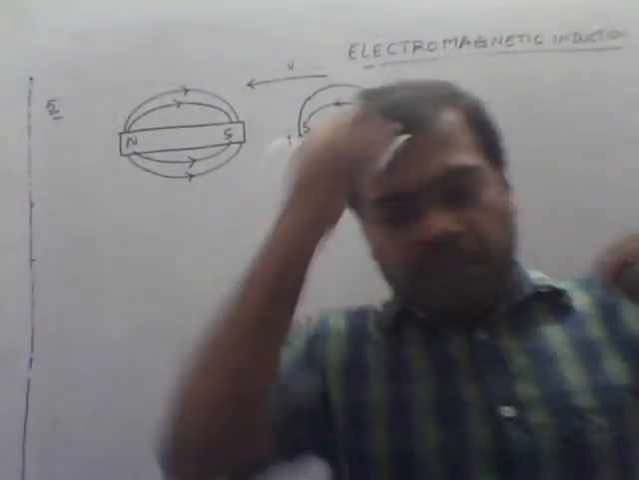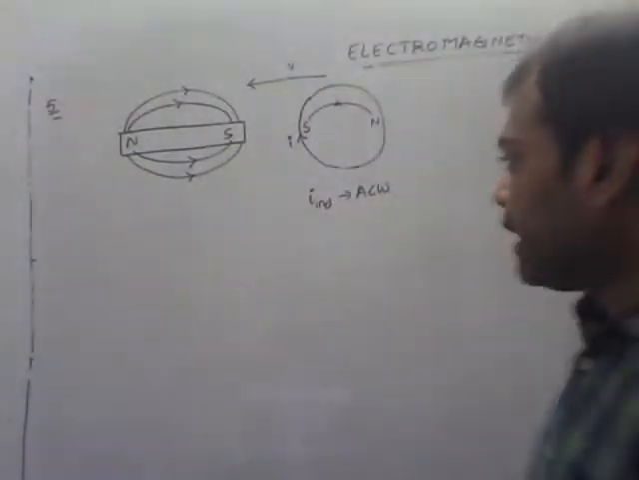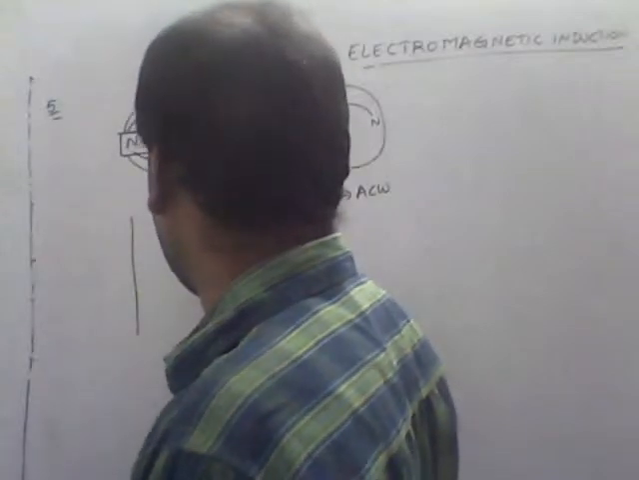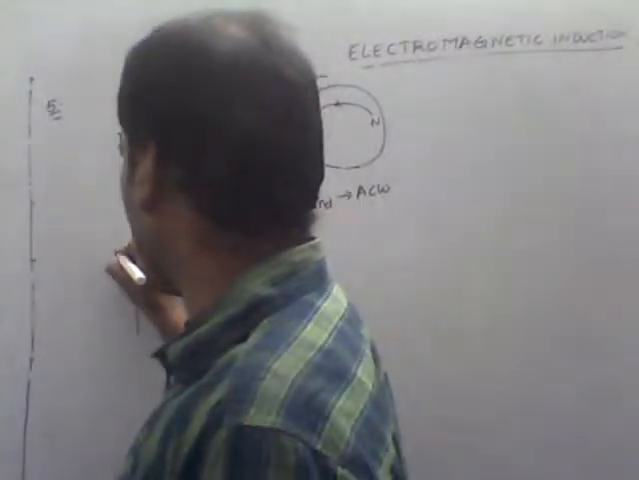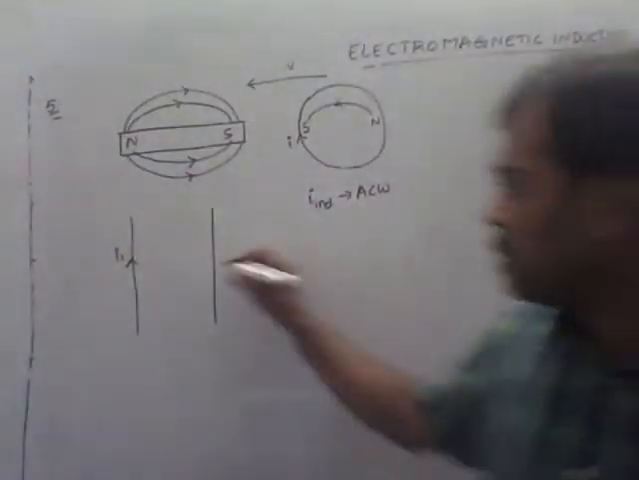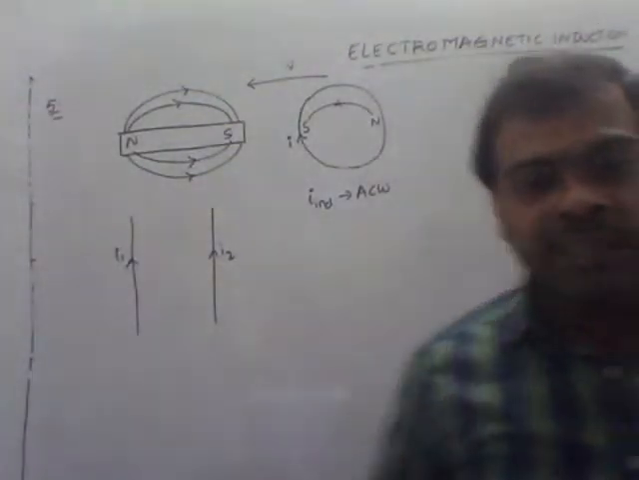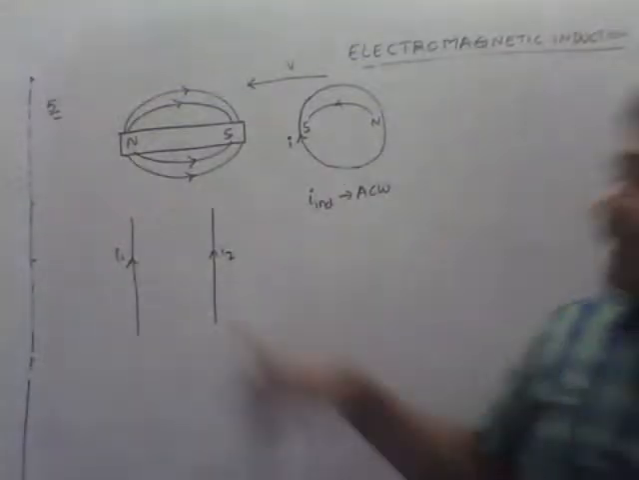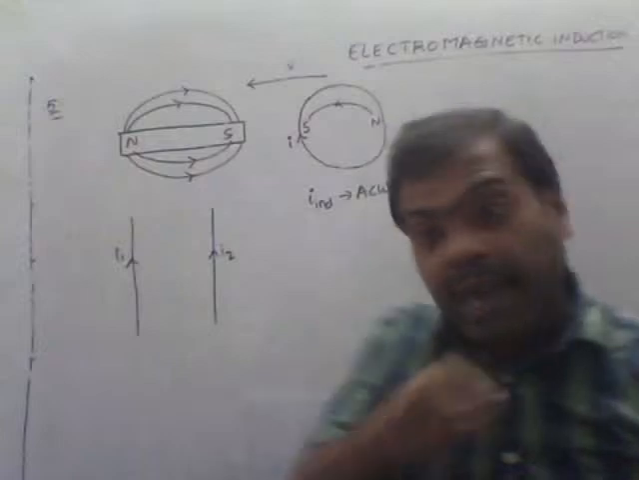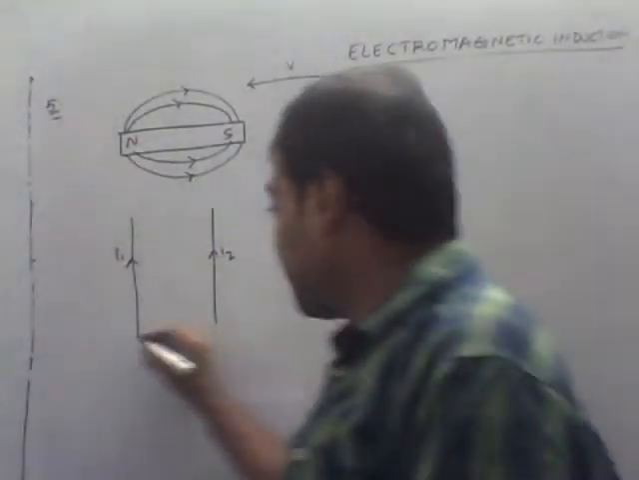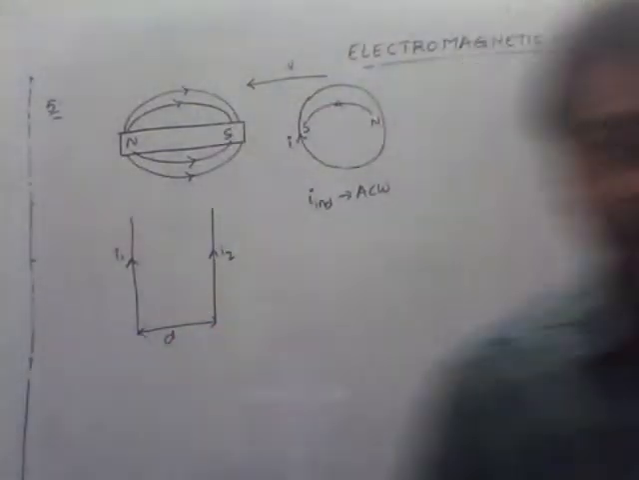Now, just remember one thing. In moving charges, what we studied is, if we have two parallel straight wires having the currents I1 and I2, if both are in the same direction, we discussed that the wires will attract each other. That means the separation distance will decrease.